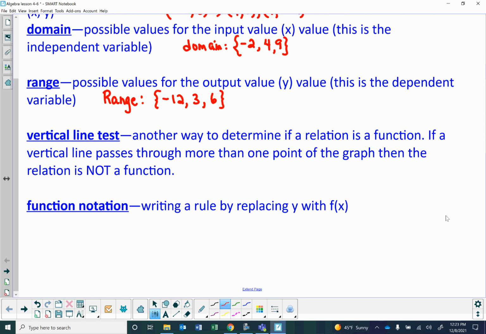And last but not least, we have function notation. That's writing a rule by replacing y with the term f of x. It's written f parenthesis x. It does not mean f multiplied by x. It literally means f of x, the function f at value x. That's what it stands for. Okay.